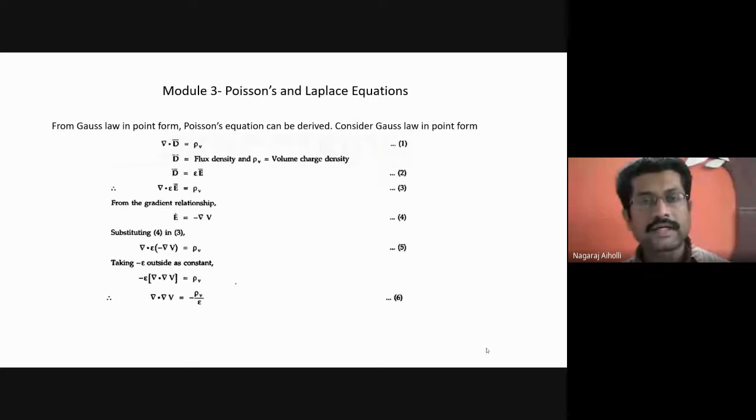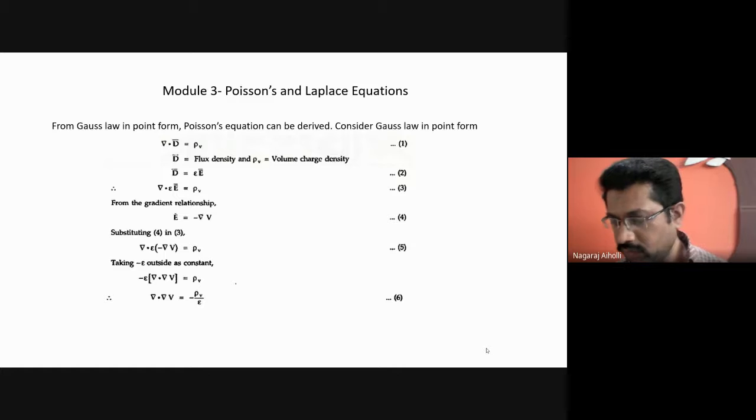Today we'll be starting with a new module, that is module number 3. And the first topic that we are going to deal with is Poisson's and Laplace equations. Here we are going to derive these equations, Poisson's and Laplace equations.